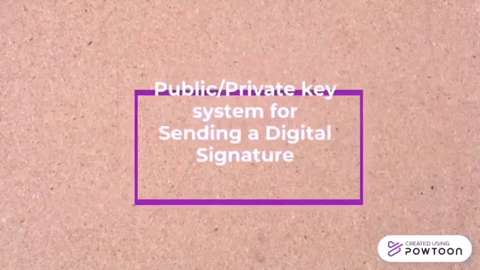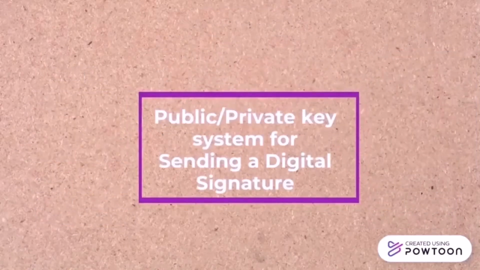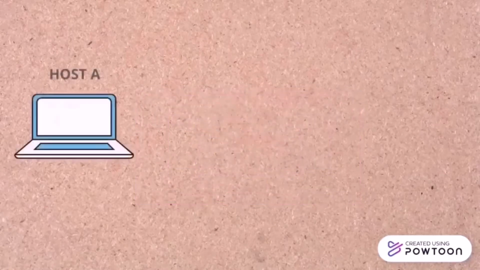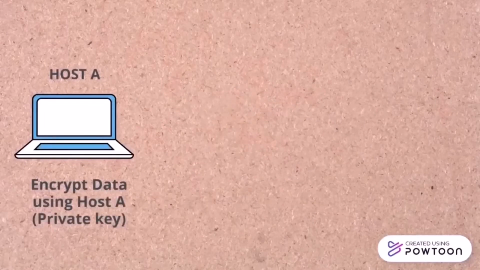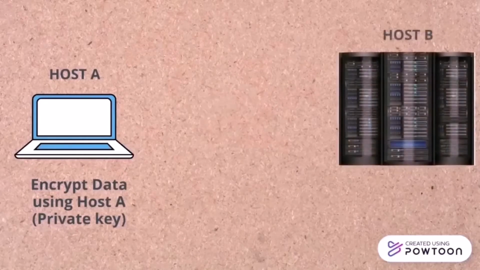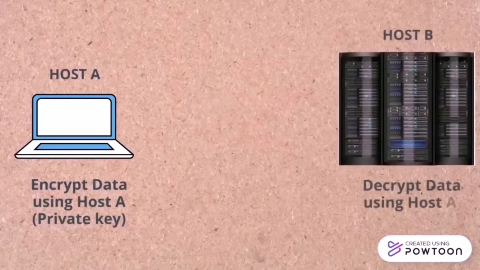Next, public and private key system for sending a digital signature. Here host A encrypts the data using the private key, then host B decrypts the data using the public key, and host A sends the encrypted data to host B.